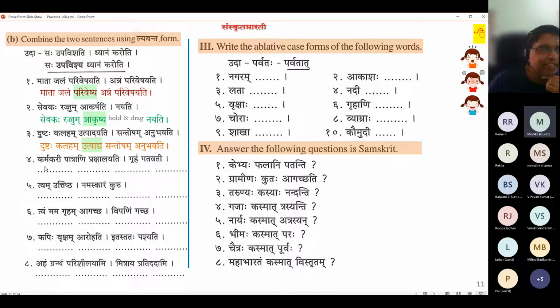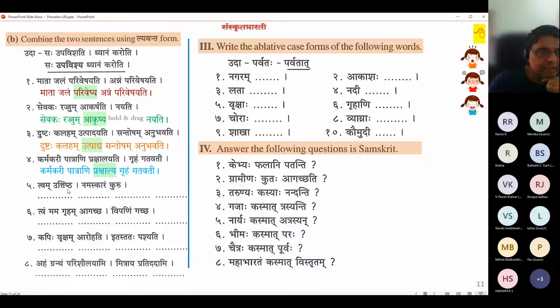All right. Karmakari patrani prakshalayati griham gatavati. Prakshalya. Don't go prakshalayitva, because the temptation is there to say prakshalayitva. So no, shalayitva is correct, but prakshalya. Okay. So karmakari patrani prakshalya griham gatavati. So patram, one vessel, patrani, many vessels. Okay. So having cleaned the vessels, she went home.